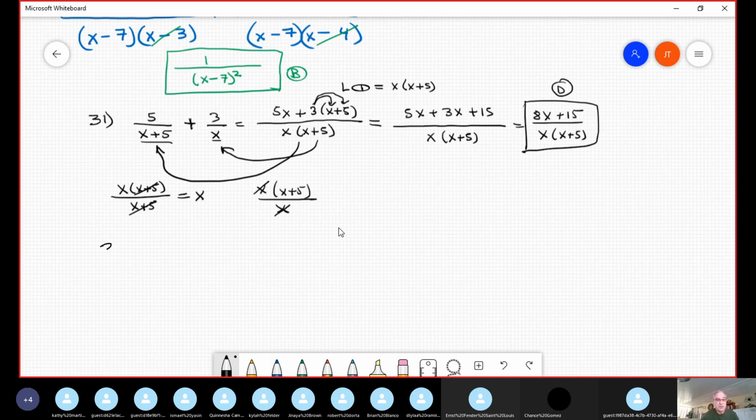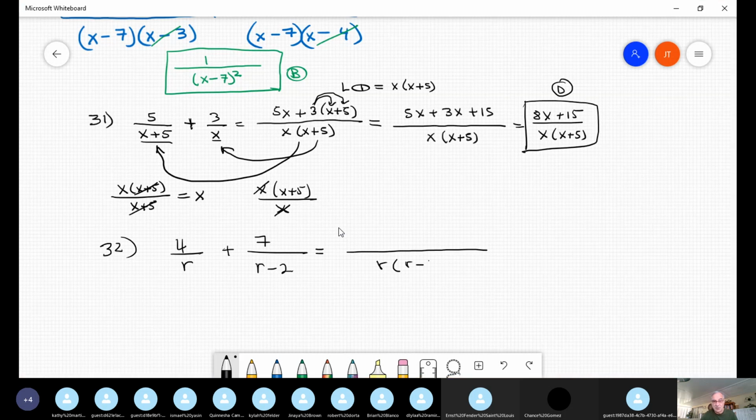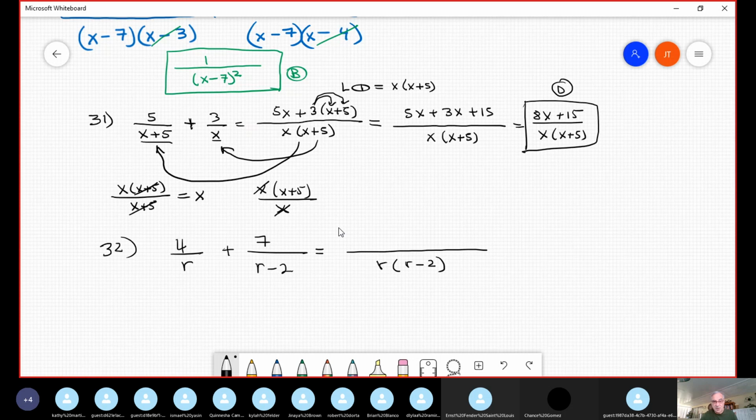32 is 4 over r plus 7 over r minus 2. The least common denominator is the combination of both, r times r minus 2. And this divided by the first denominator is r minus 2, it's obvious, right? So 4 times r minus 2 plus 7 times r. When you divide by r minus 2, it cancels and stays only r times 7. Do you follow me?